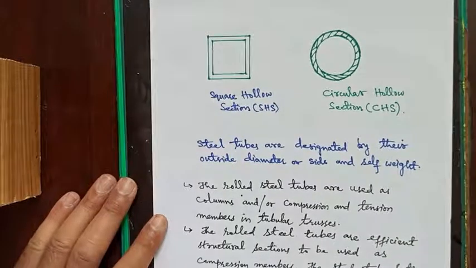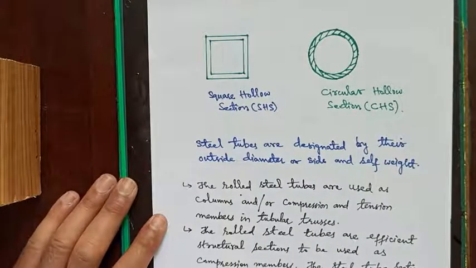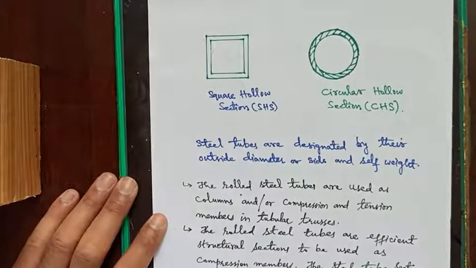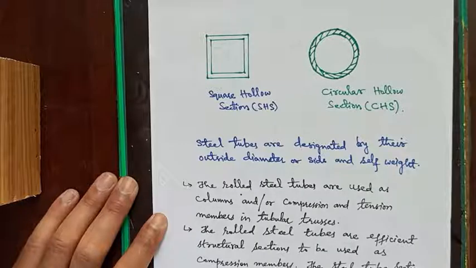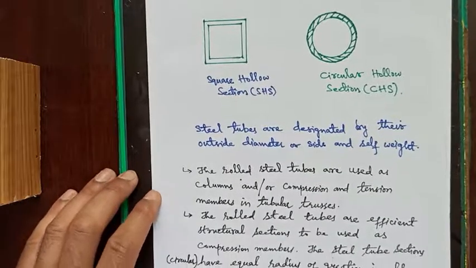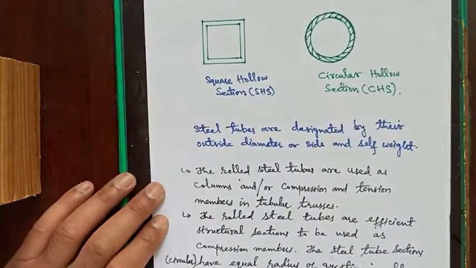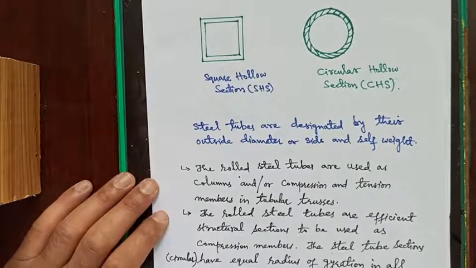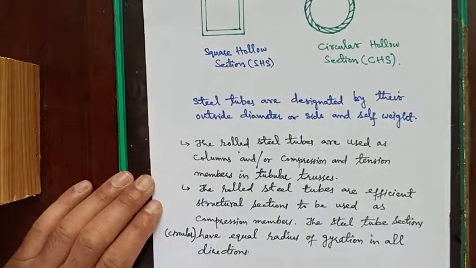Then we have rolled steel tubes or hollow sections. These are available in square hollow section as well as circular hollow section. Steel tubes are designated by their outside diameter or side and self weight. The rolled steel tubes are used as compression members and tension members in tubular trusses. The rolled steel tubes are efficient structural sections to be used as compression members.